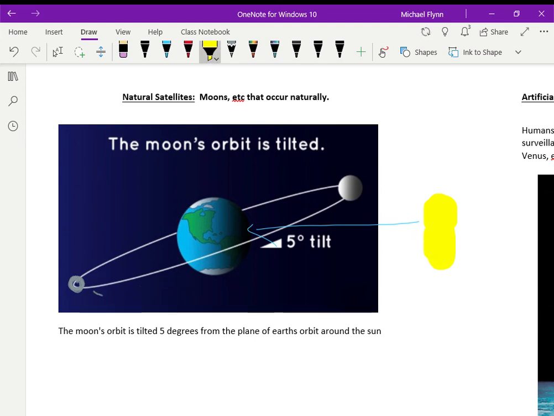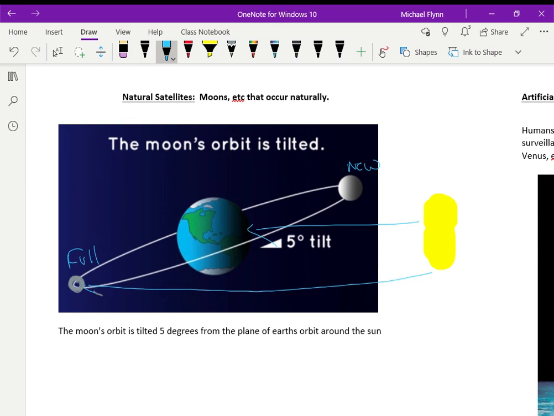I'll draw another ray, like this, so it's going right through the Earth. That's a mistake. It just hits the sun, and then this would be a new moon, right? This would be a full moon. Okay? So anyway, there you go. That's why, because of that tilt, we don't often get eclipses, solar or lunar.